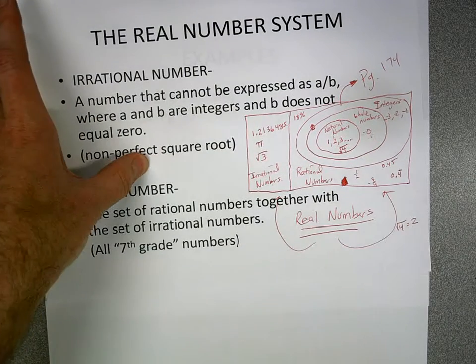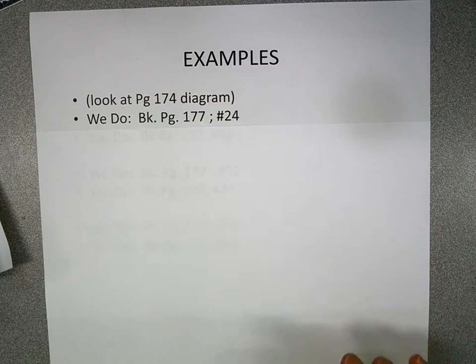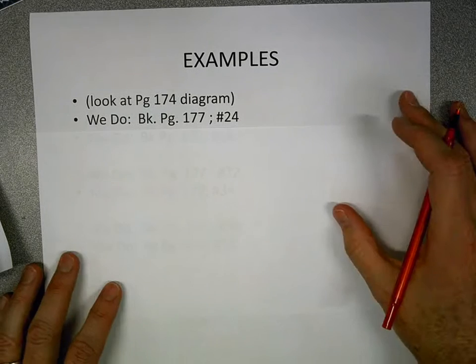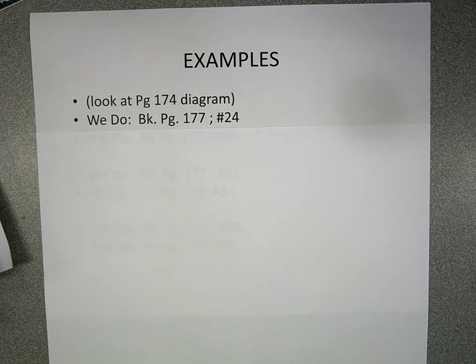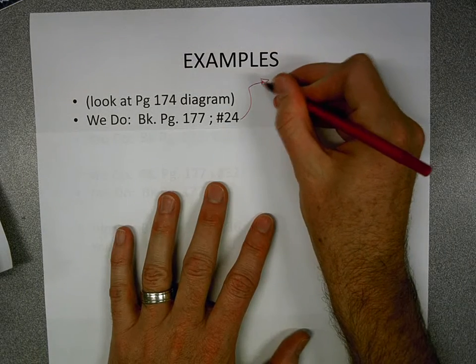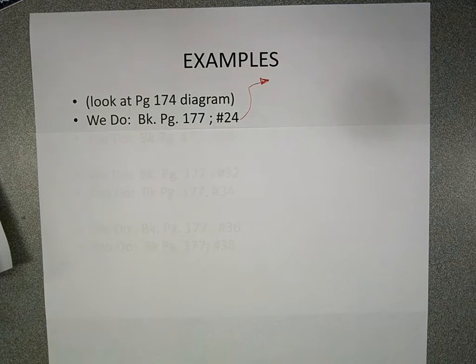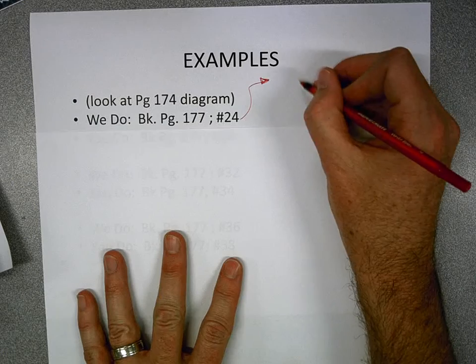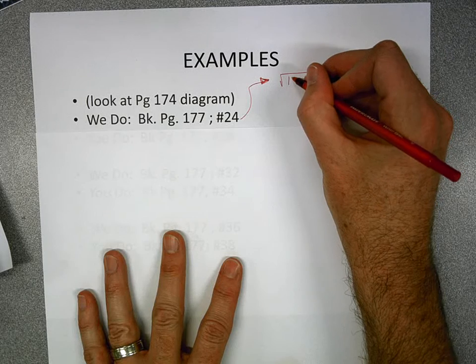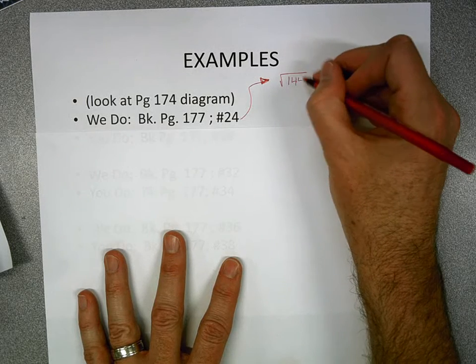So. All right, here we go. Let's go ahead and take a look at page 177. Problem number 24. The directions, guys, are extremely important. We've got to make sure we're reading them. It says, name all sets of numbers to which each real number belongs. Right? Natural, whole, integer, rational, or irrational. So number 24 is square root of 144.